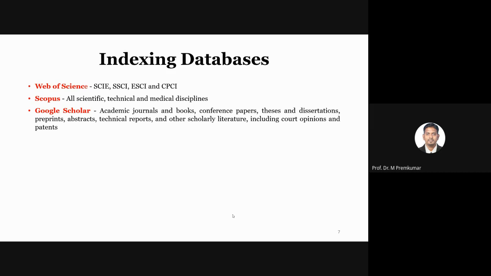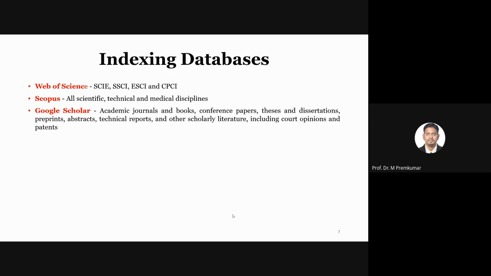Okay, so then this is actually, as I told, the Scopus is the second level. Okay, and the third level, or the lower level, I can say it is Google Scholar. Okay, in the Google Scholar, all your papers, books, conference papers, thesis, your preprints, okay, even the abstracts, the technical reports, okay, whatever the material available online, if it is indexed by Google Scholar, it is somewhat acceptable. I'm not saying that it is quality content, but somewhat acceptable content.